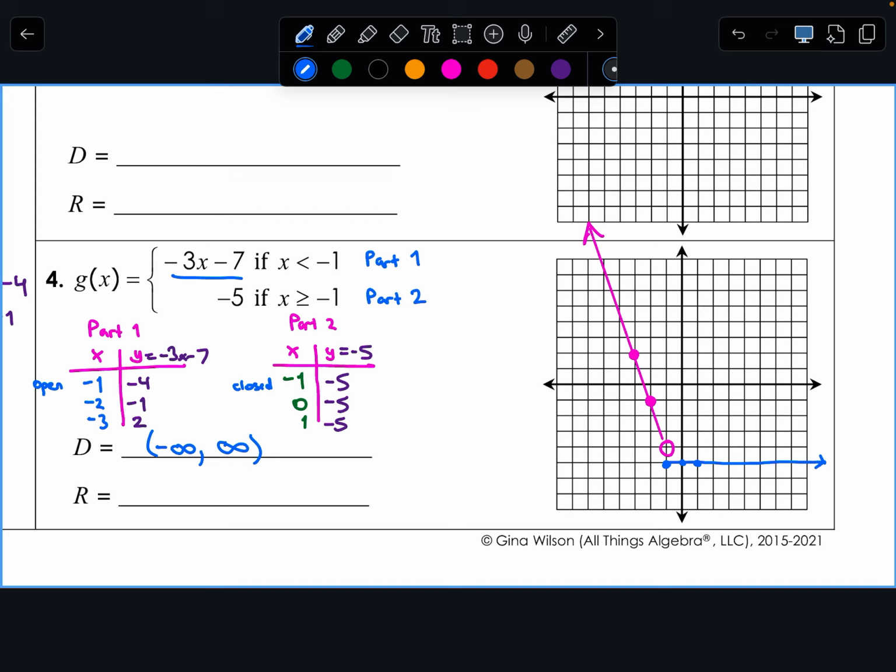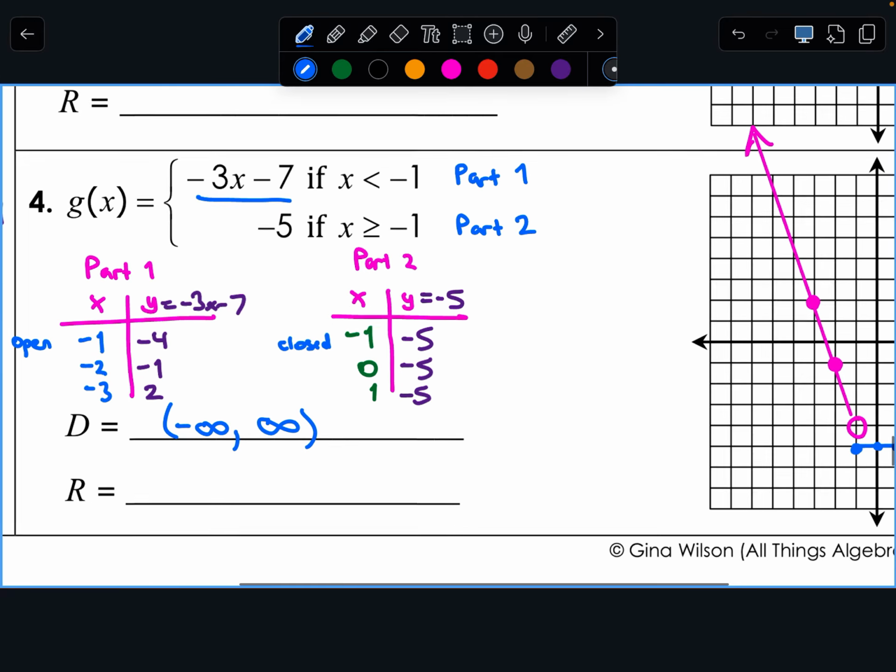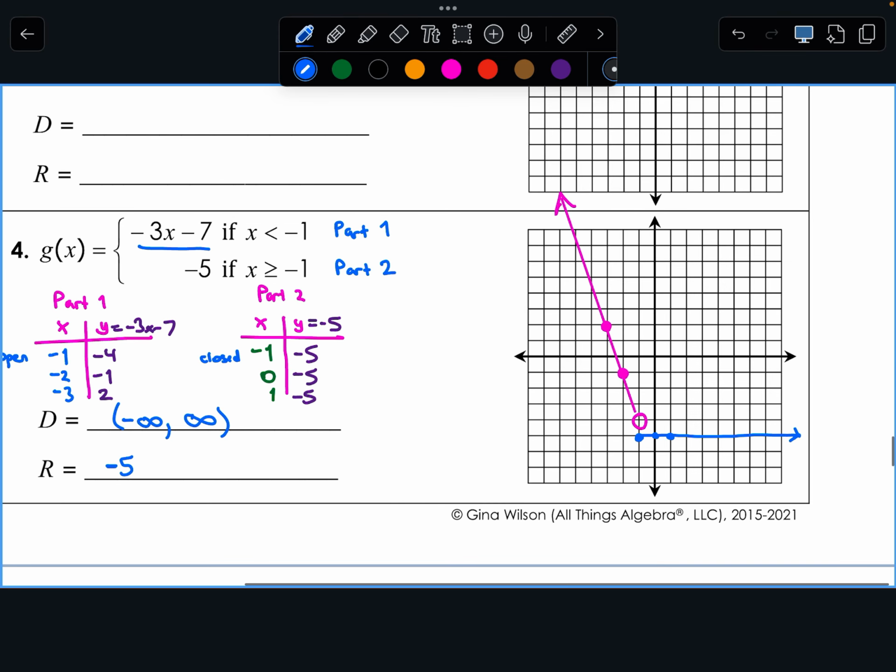Now remember, range is from lowest to highest on the y, right? So, can anybody tell me the lowest value we have for y? -5. It's just -5, right? So therefore, it's going to be -5. Now, this is where it gets a little interesting. By the way, would that be a bracket or a parentheses? It would be a bracket because it's all closed circles. You understand? So it's going to be a bracket.